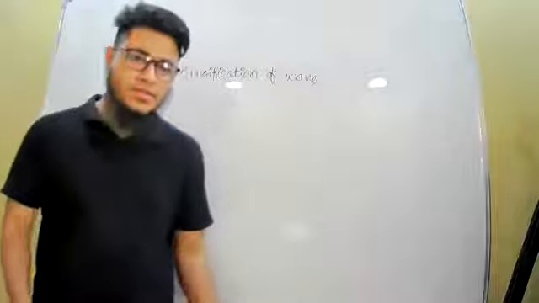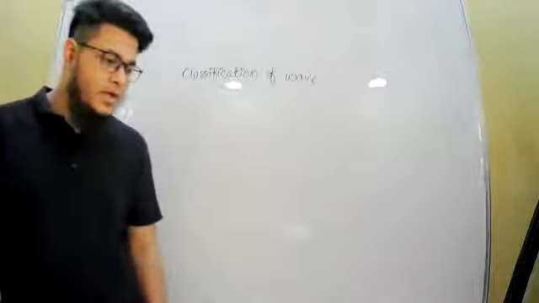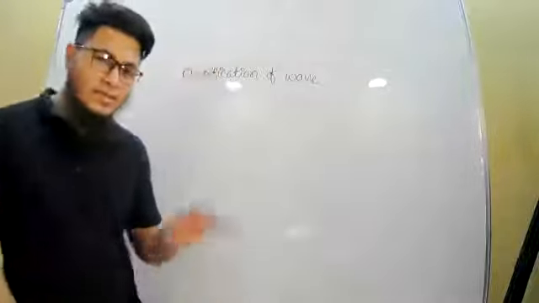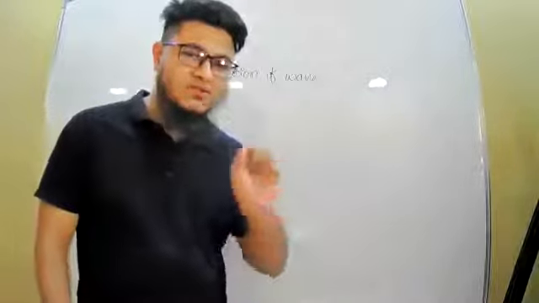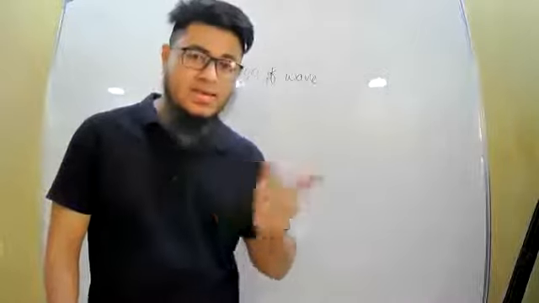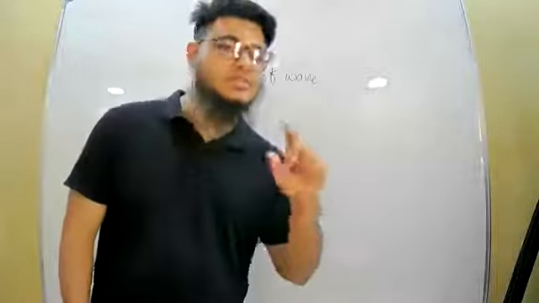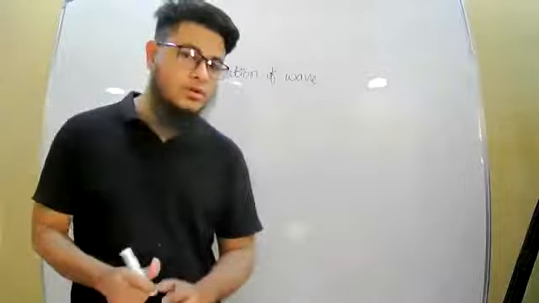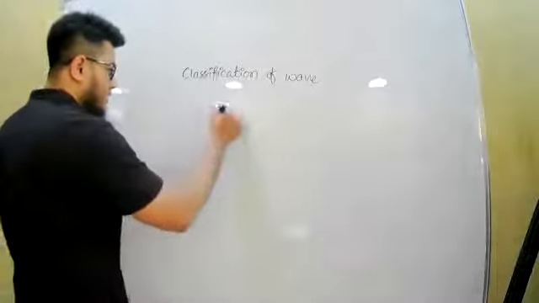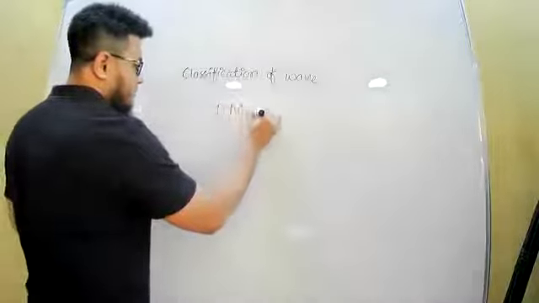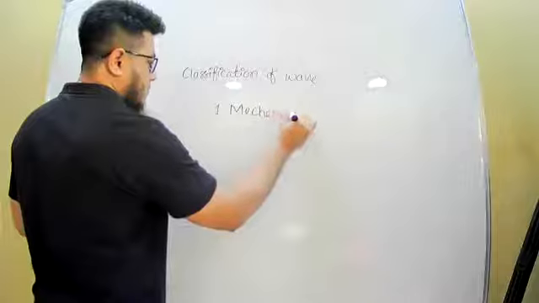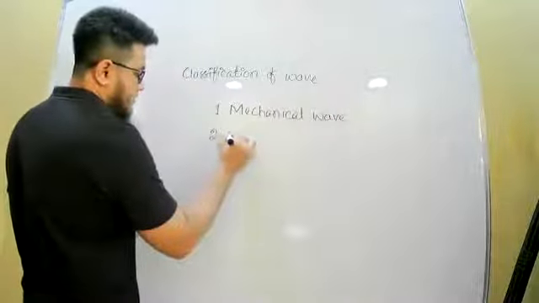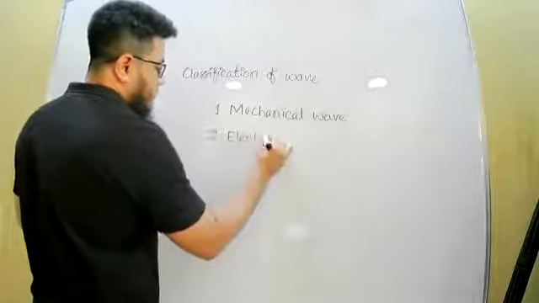So classification of wave. In the last class, we studied the definition of wave, right? Today, inshallah, we will go through the classification, mainly depending on the necessity of the medium, whether the medium is needed or not needed. Based on that, the wave can be classified into two categories. Number one is mechanical wave. The second one is electromagnetic wave.